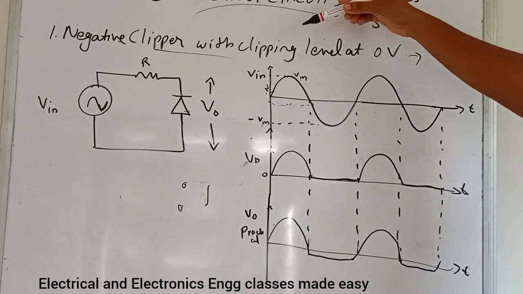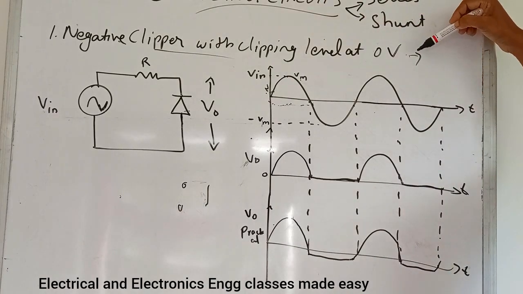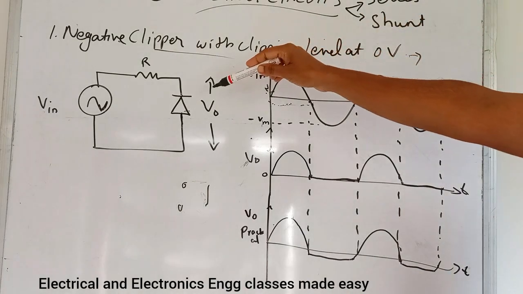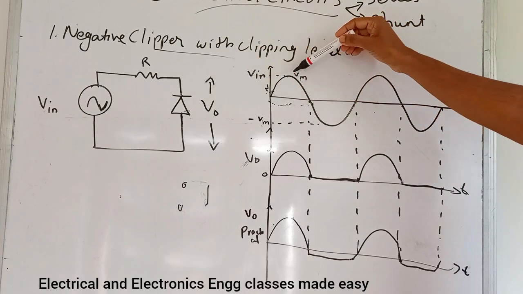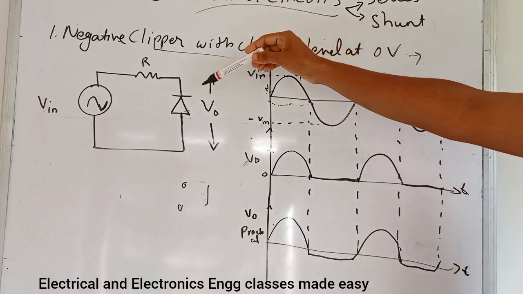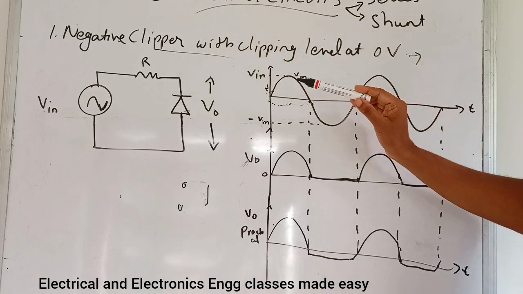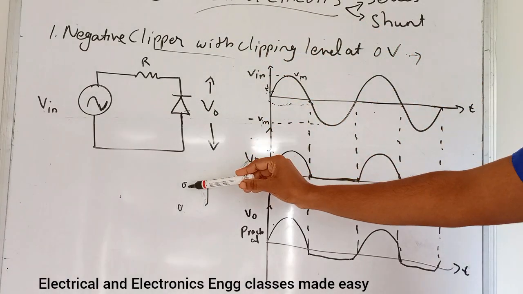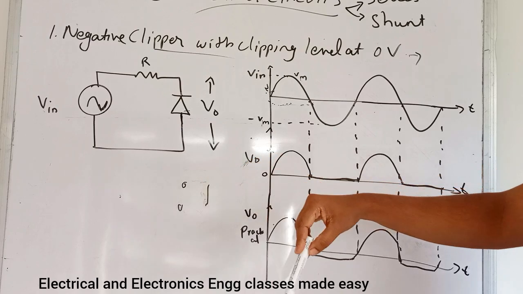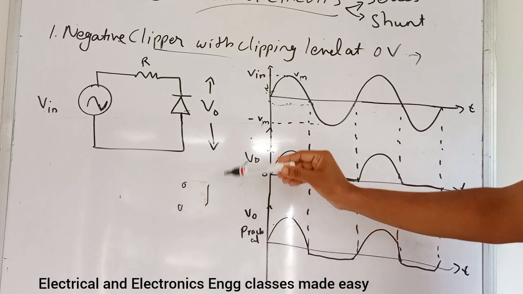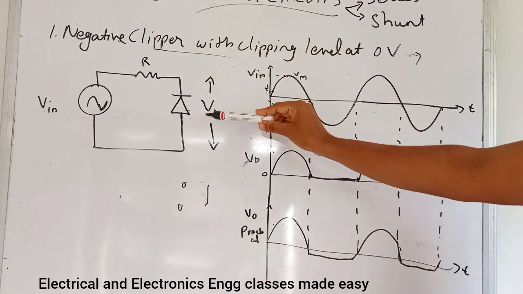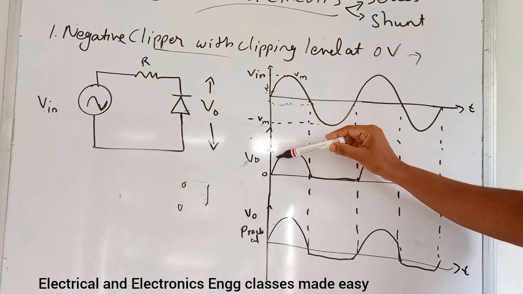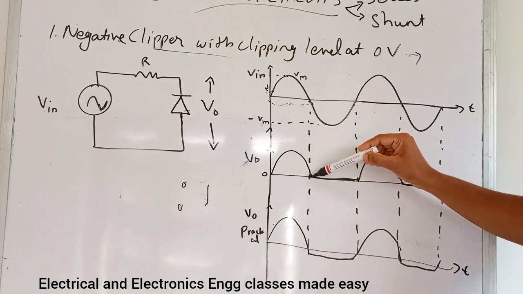Next is negative clipper with the clipping level at 0 volt. So this is the circuit diagram. So during the positive half cycle, the diode will not conduct. That is, it will be acting as an open switch. So we will get the output across this open diode. That is, output waveform will be like this.